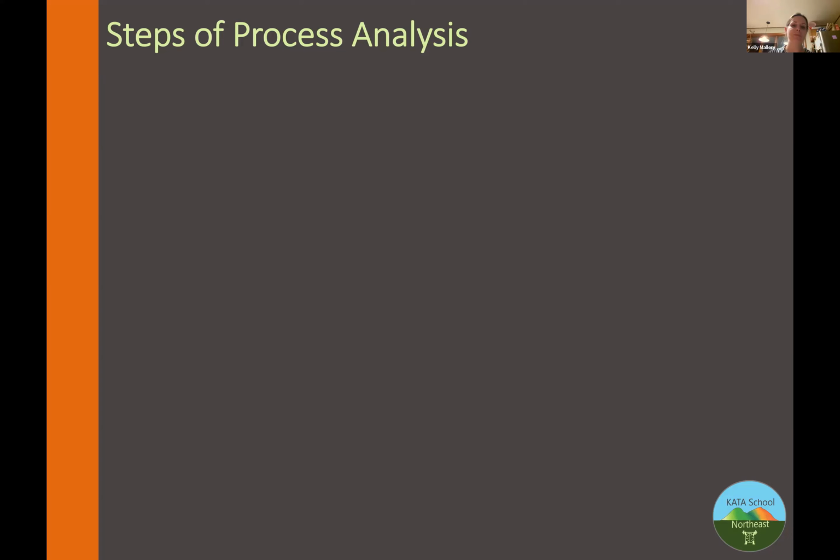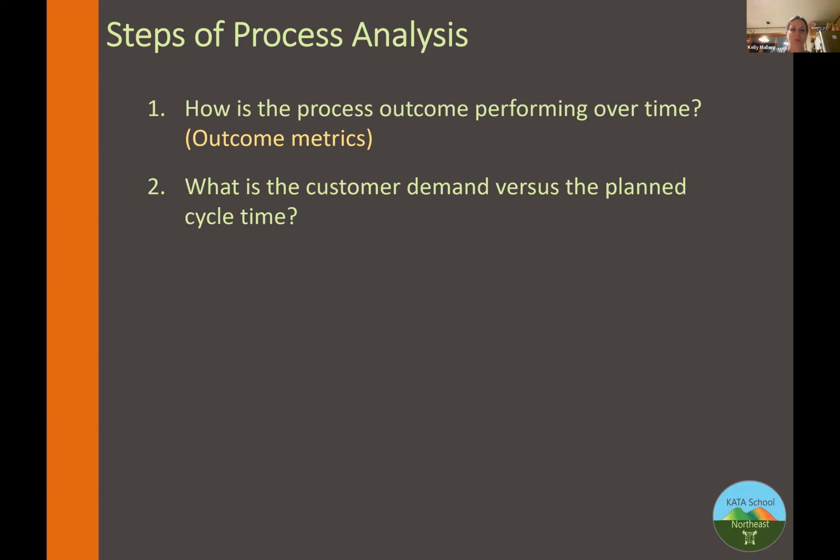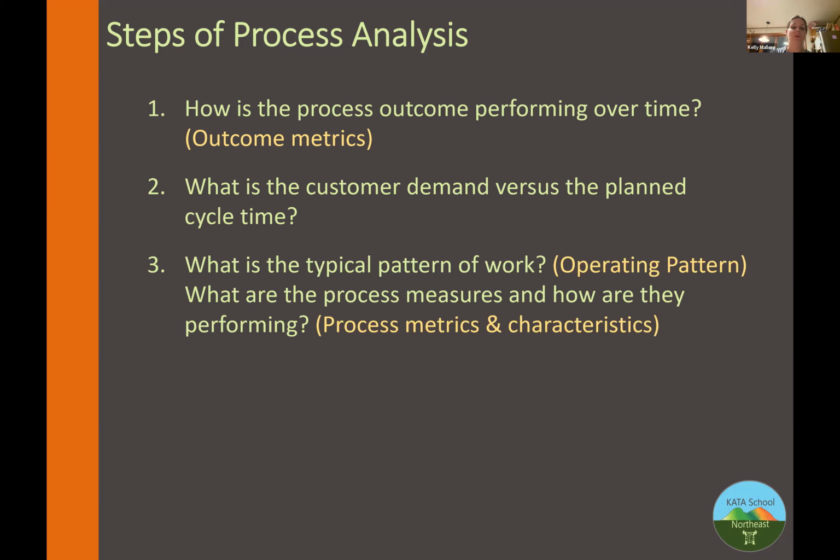So the first question is, how is the process outcome performing over time? And this really means, what are the outcome metrics that you can measure? The second question is, what is the customer demand versus the planned cycle time? The third question or questions are, what is the typical pattern of work or your operating pattern? And what are the process measures and how are they performing? And that would be your process metrics and characteristics.